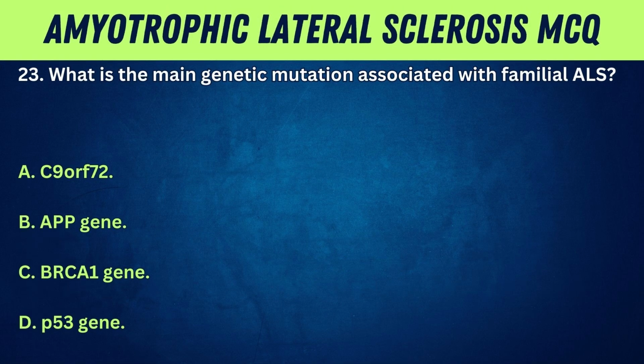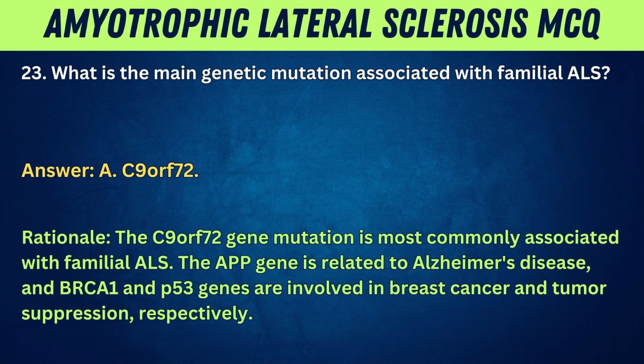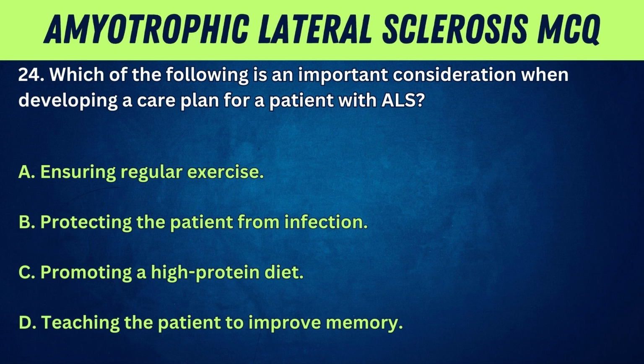23. What is the main genetic mutation associated with familial ALS? A. C9orf72. B. AP gene. C. BRCA1 gene. D. P53 gene. Answer: A. C9orf72. Rationale: the C9orf72 gene mutation is most commonly associated with familial ALS. The AP gene is related to Alzheimer's disease, and BRCA1 and P53 genes are involved in breast cancer and tumor suppression, respectively.